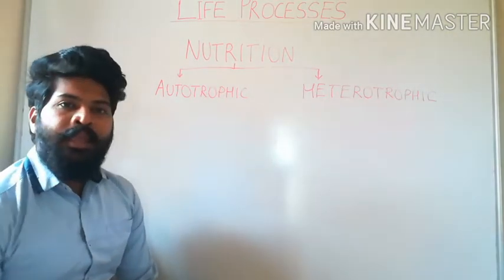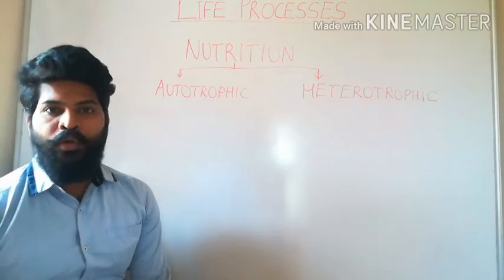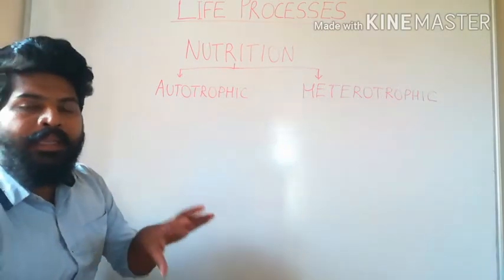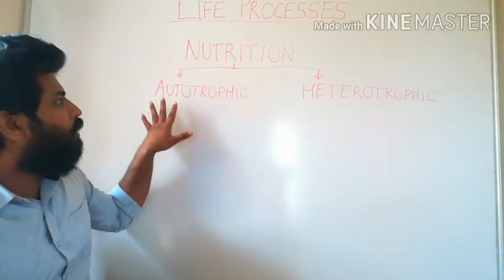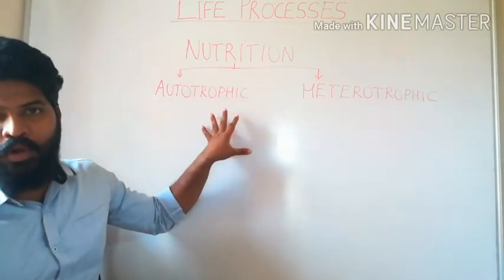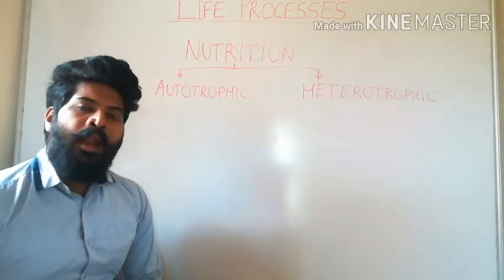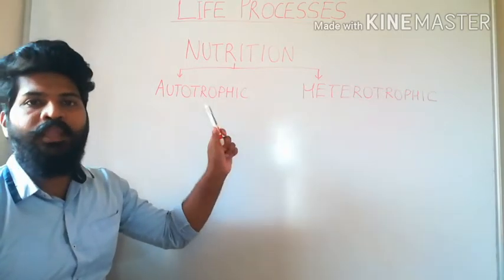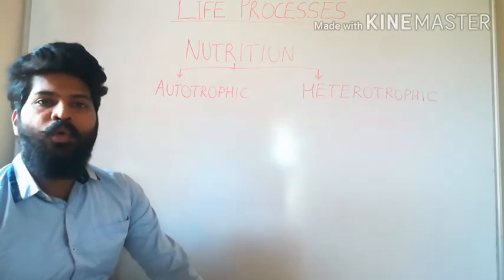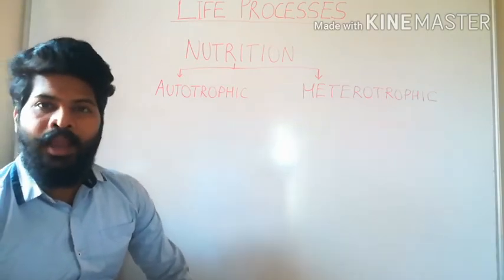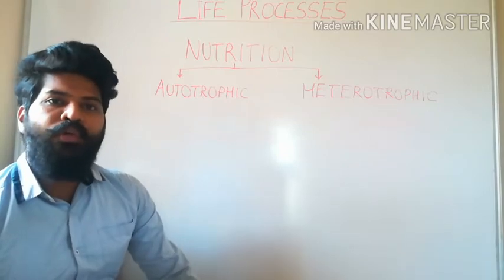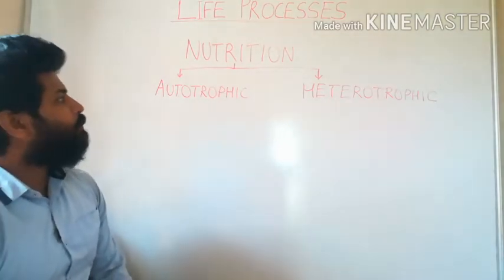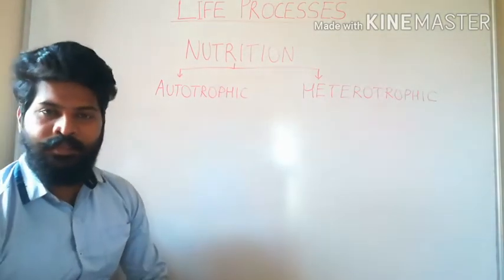Some organisms can prepare their own food by using the raw materials present in the environment. Such organisms which can prepare their own food in their cells are called autotrophic organisms or autotrophs. And another set of organisms are dependent on the autotrophs for their food. They cannot prepare their own food. Such organisms are called heterotrophs, and the mode of nutrition is called heterotrophic nutrition. Let us discuss autotrophic nutrition first.